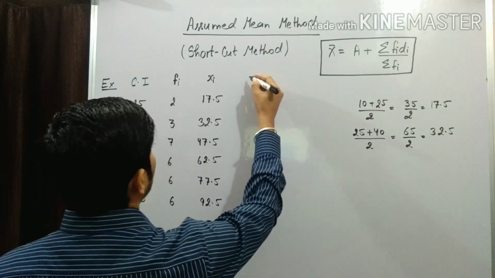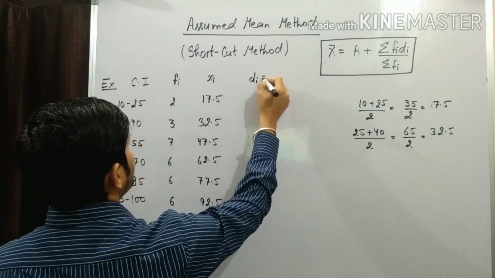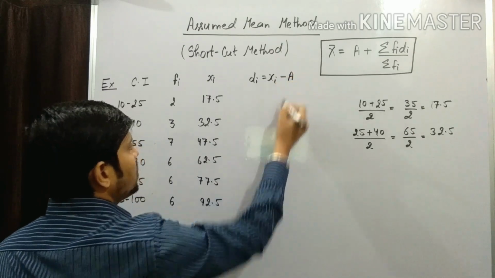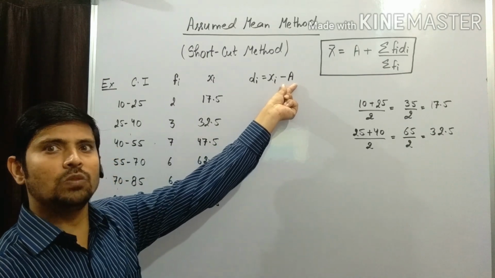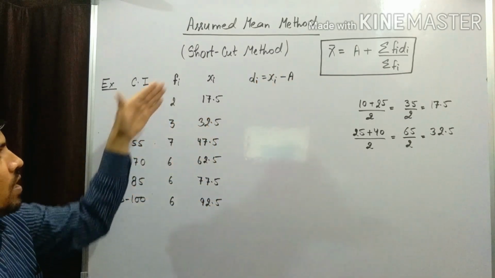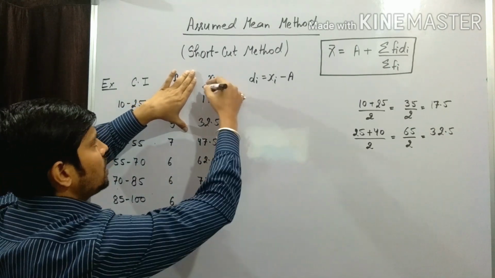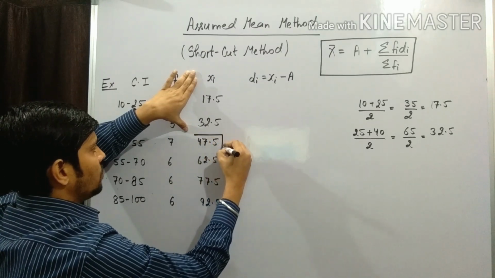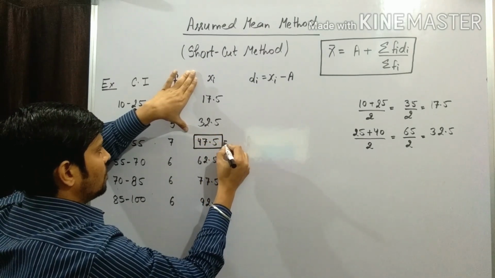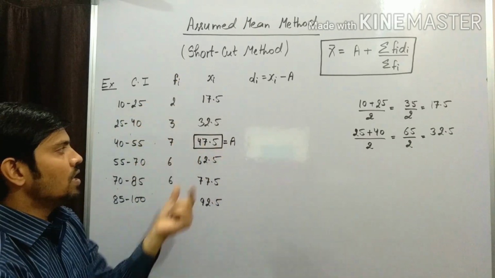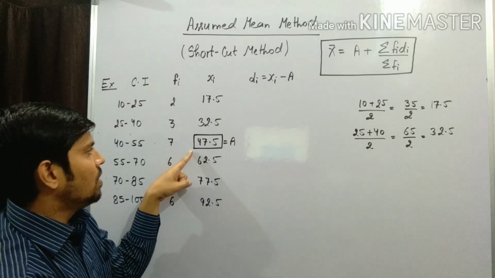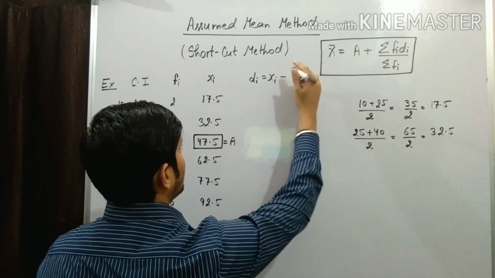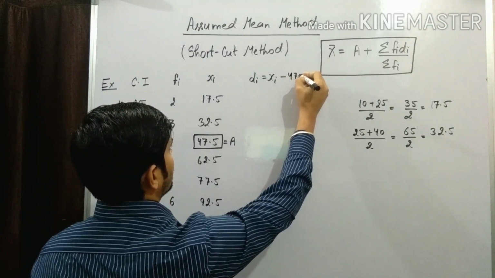Now the next one: we have to find the value of di, and we know di is xi minus a. What is a? a is the assumed mean. First of all, we have to check in xi and assume one value as a. Either we can take this or that, but I have taken 47.5 as the assumed mean. So in place of a, I can write 47.5.